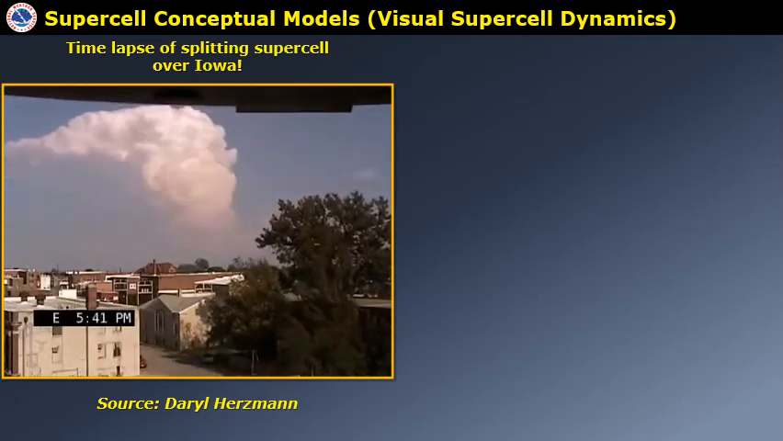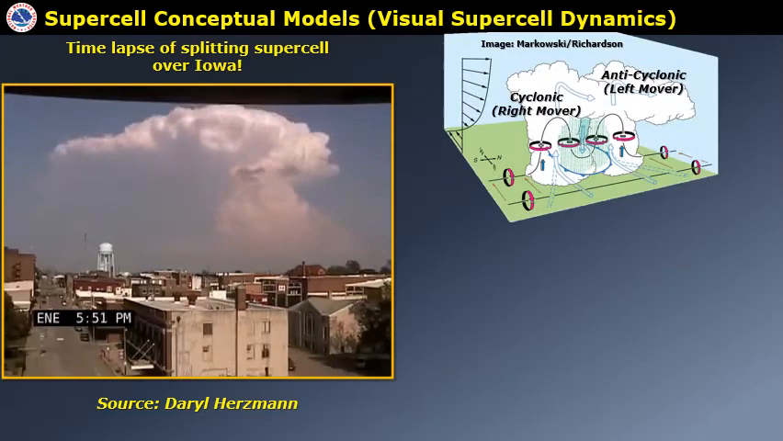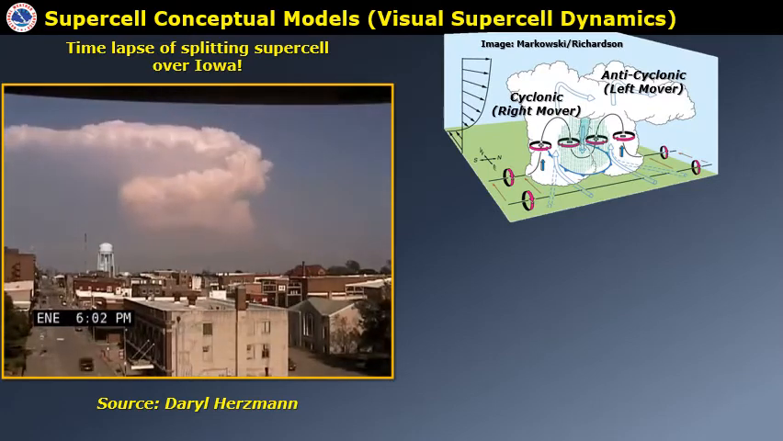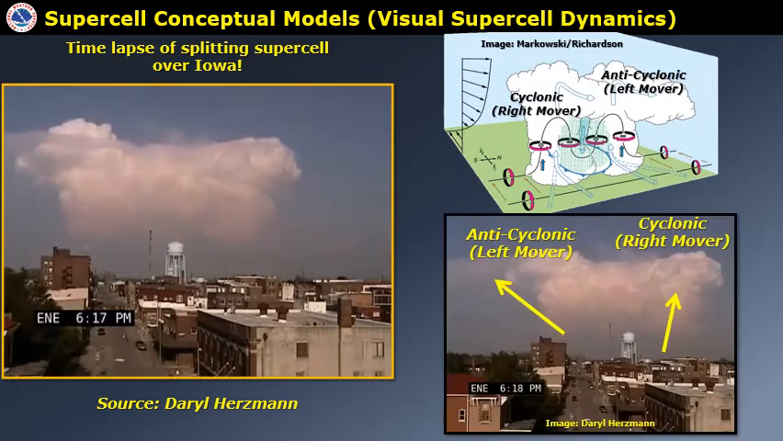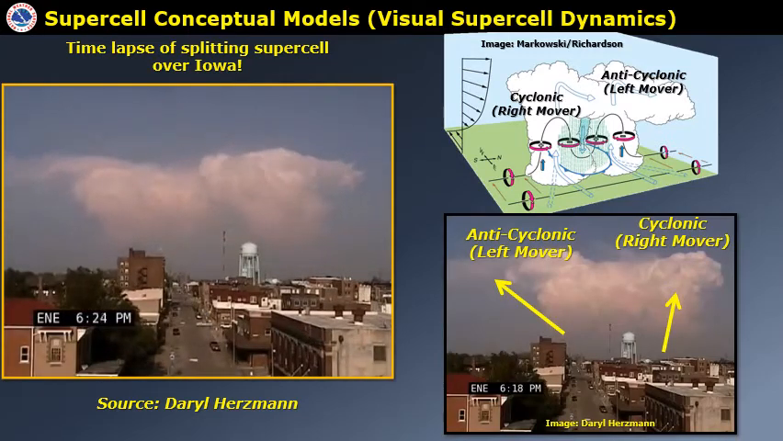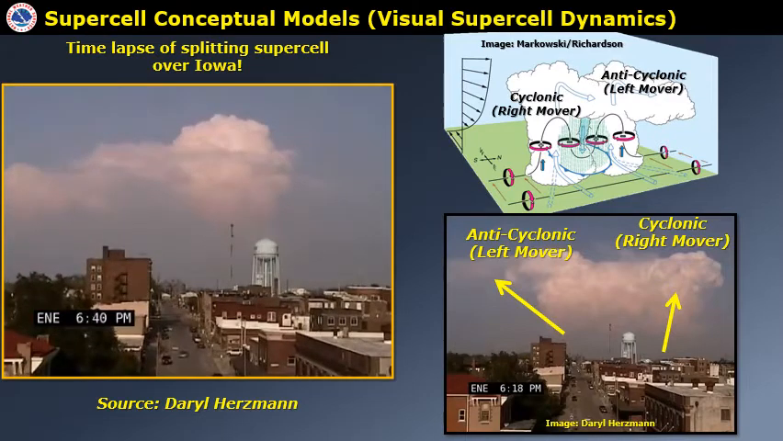Visually, splitting supercells may be difficult to observe. However, Daryl Hersman from Iowa State University has an awesome time-lapse that shows a splitting supercell. Note, toward the end of the time-lapse, how the updraft towers appear to be diverging and moving in different directions.